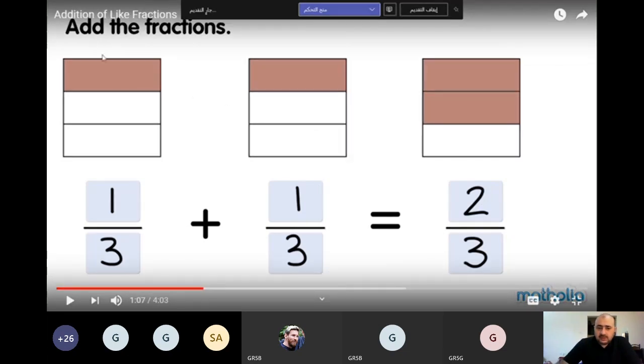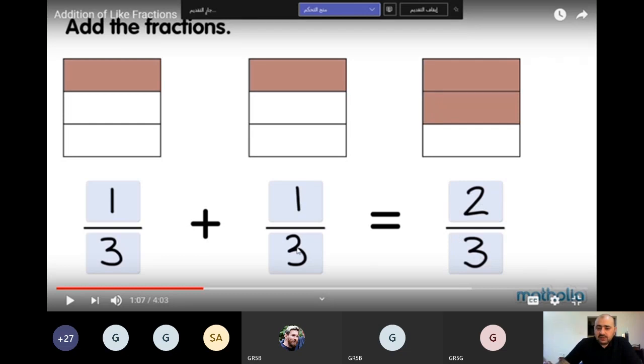Okay, in this example, here we have a shaded part from 3 parts. So I can write the fraction 1/3. Why 1/3? Because one part is shaded from the 3 parts. So the whole number here is 3 and the part will be 1. And here the same idea. One shaded part from 3 parts. So I can write 1/3. If I want to add as a model, I can shade 2 parts, because one part from here and one part from here. So I can shade here 2 parts from 3 parts. So I can write here 2/3.